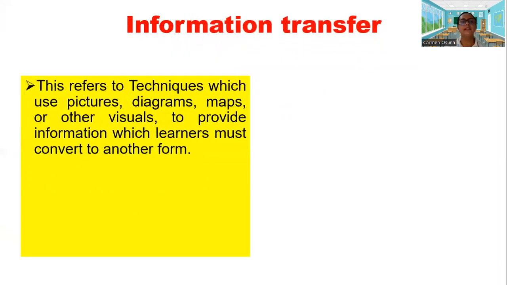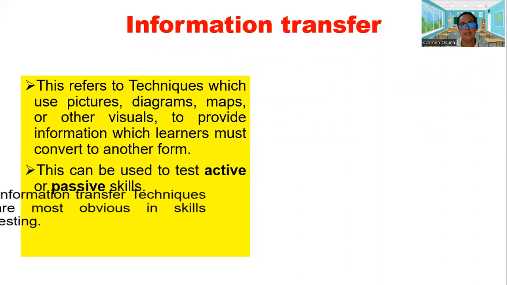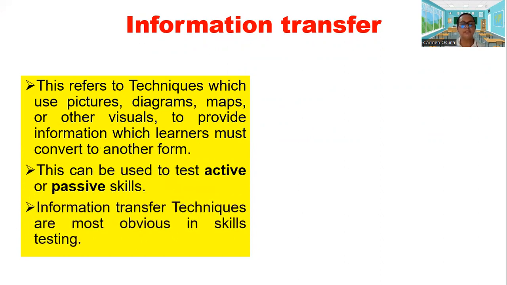Information transfer. This refers to techniques which use pictures, diagrams, maps, or other visuals to provide information which the learner must convert to another form. This can be used to test active skills, that is speaking and writing, or passive skills, that is reading and listening. Information transfer techniques are most obvious in skill testing.